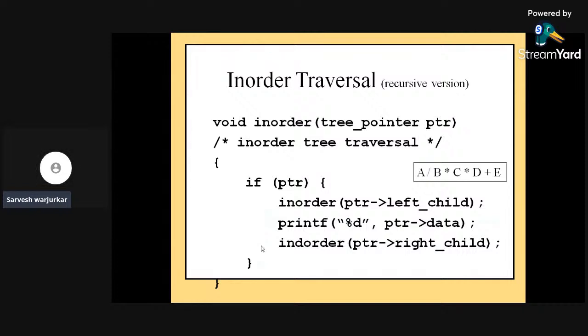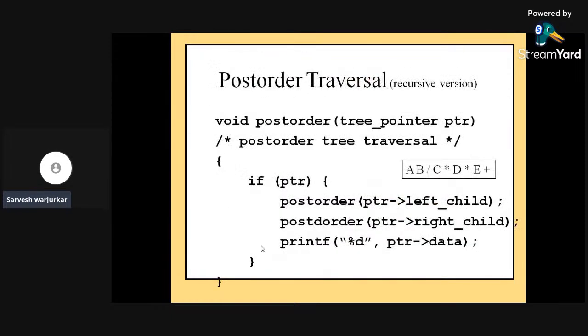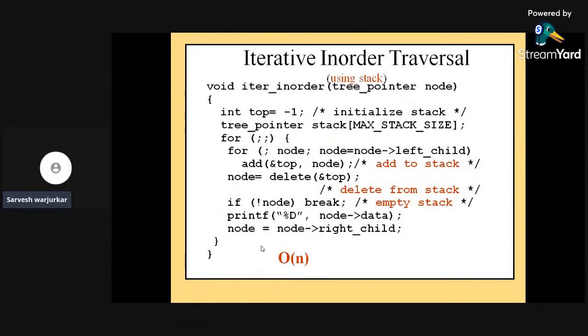This one is left, pointer, and right. That is inorder. The pre and post stand for the root node. You can definitely connect it with the root node as well, where post stands for the root coming at last. First left, then right, and then root, like this.